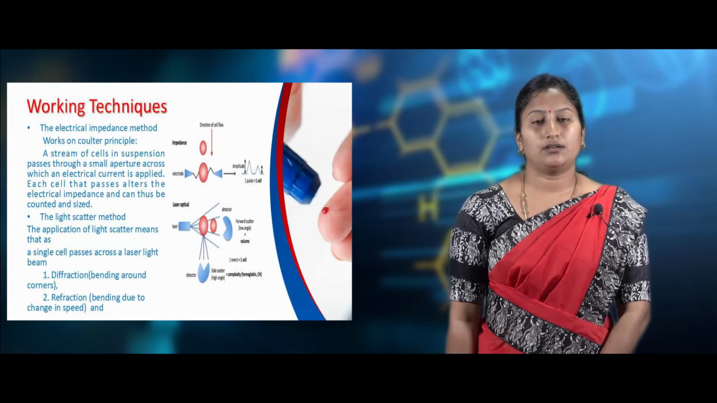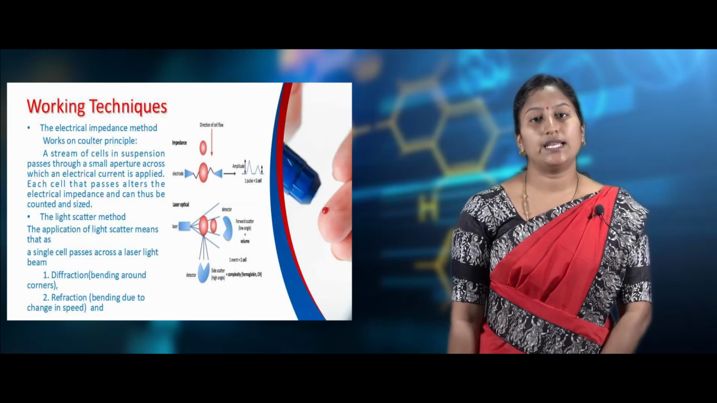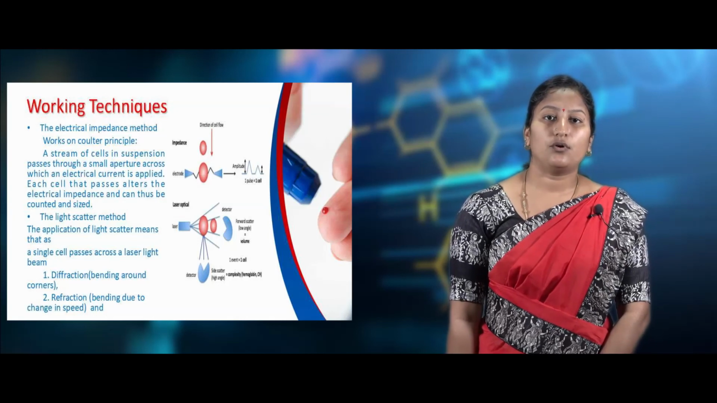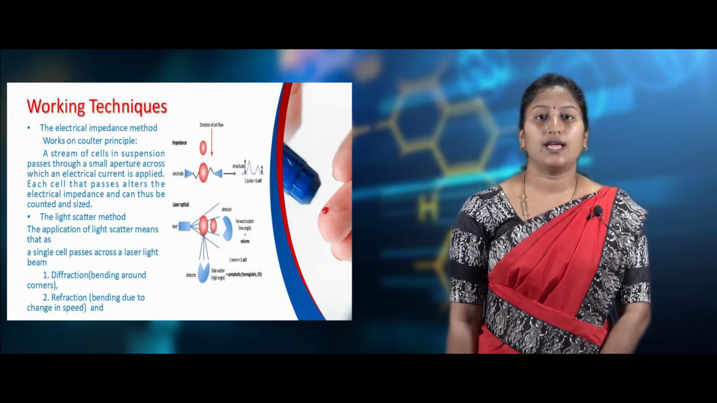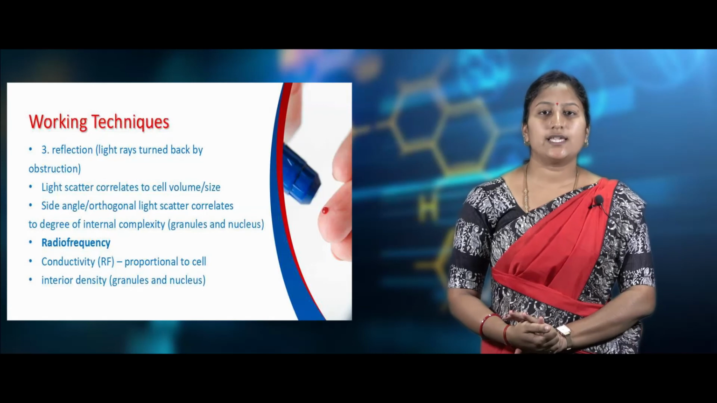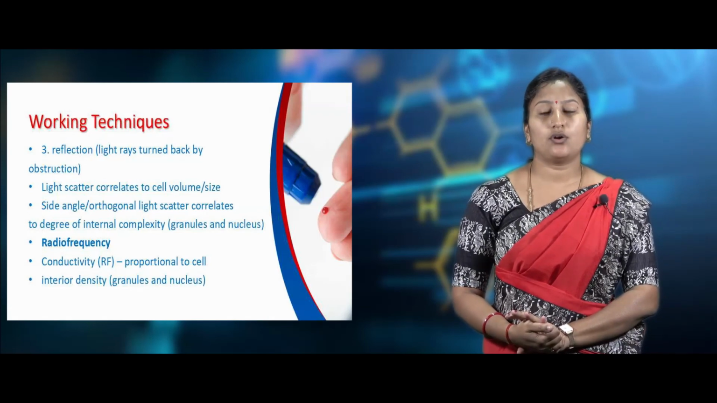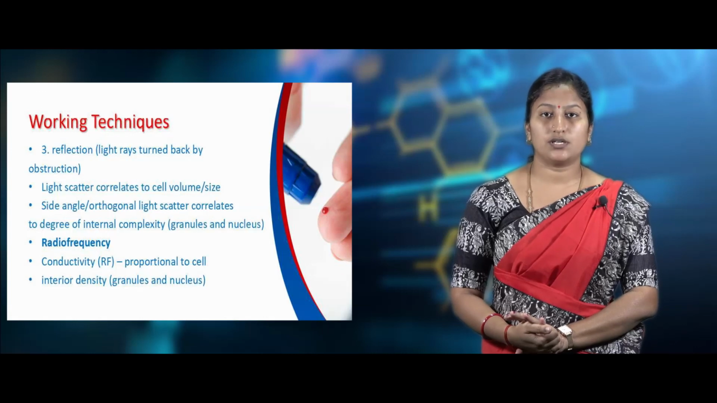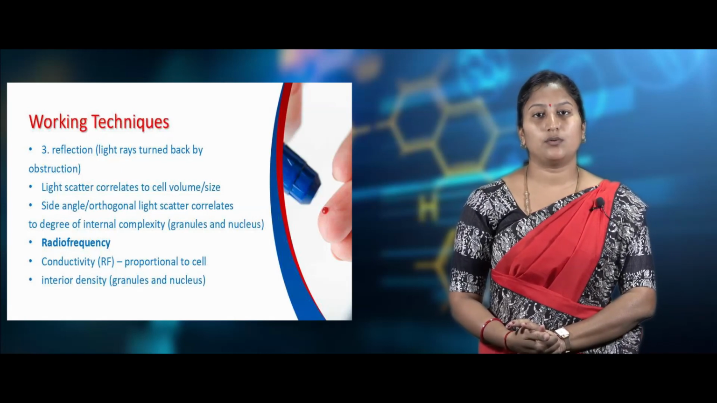Light scatter method: as a single cell passes through a laser light beam, events like reflection, refraction, and scattering occur. Light scatter correlates to the cell's volume or size. Side angle or orthogonal light scatter correlates to the degree of internal complexity. Radiofrequency is based on the fact that concentration is directly proportional to the degree of internal complexity.